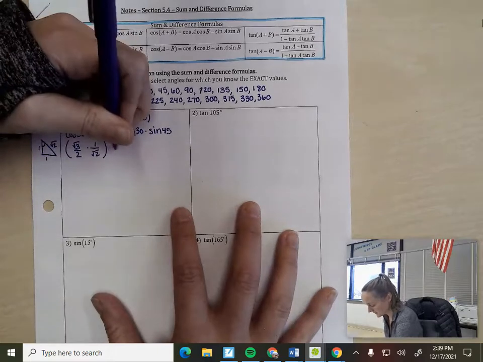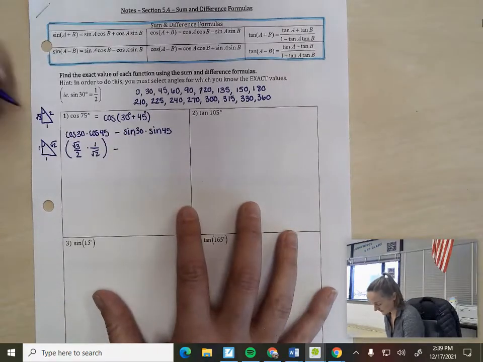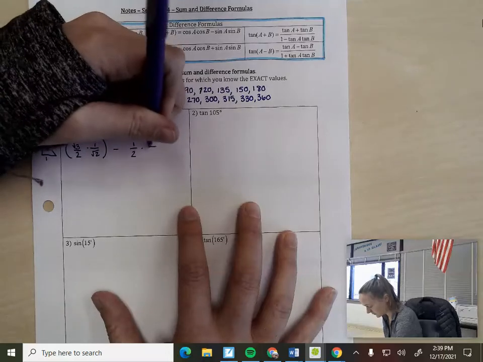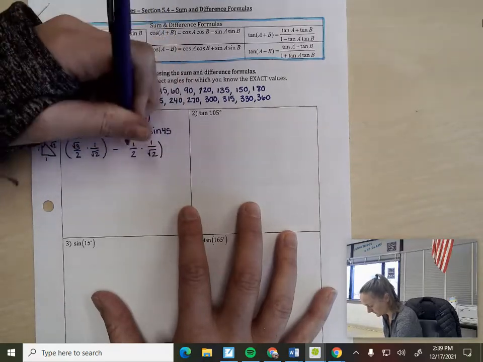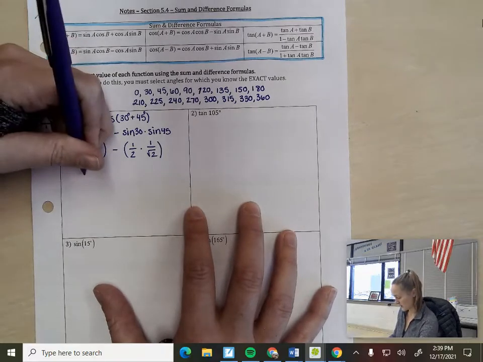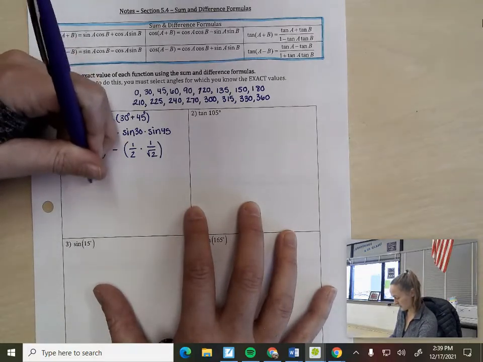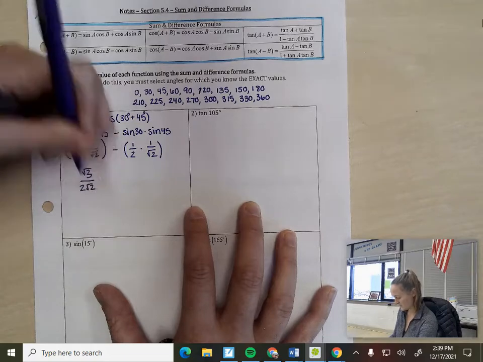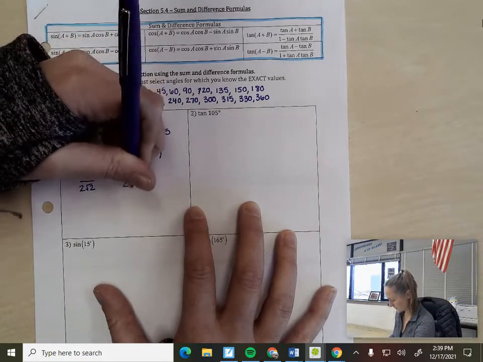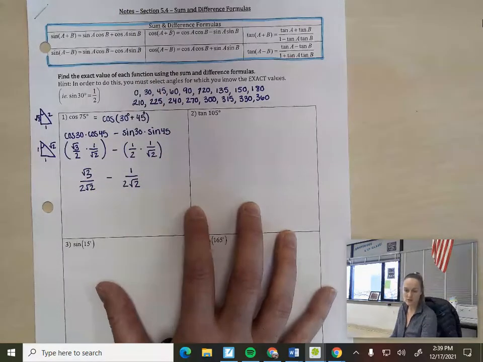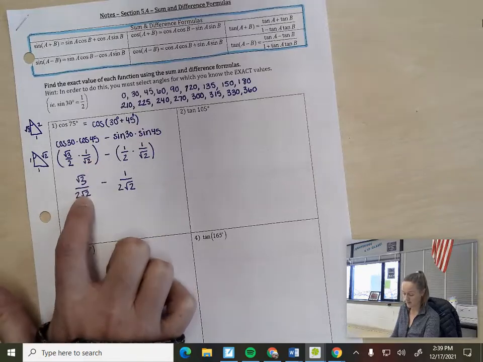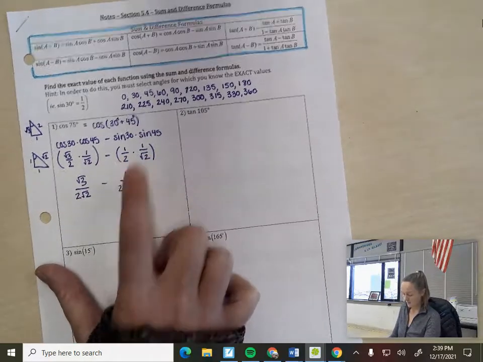And then I need to do sine of 30. Sine of 30 would be 1 over 2. And sine of 45 would be 1 over root 2. So when I do this, I end up with root 3 over 2 root 2 minus 1 over 2 root 2. You really need to know how to use fractions in order to do this. Multiplying fractions, multiply the top, multiply the bottom.